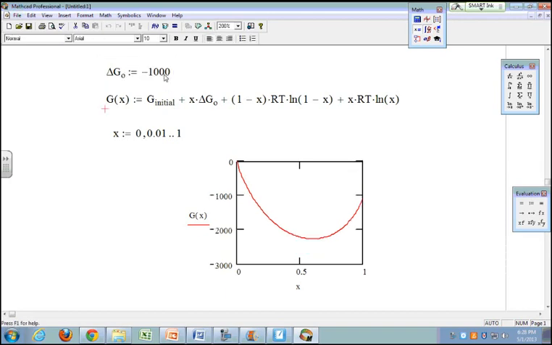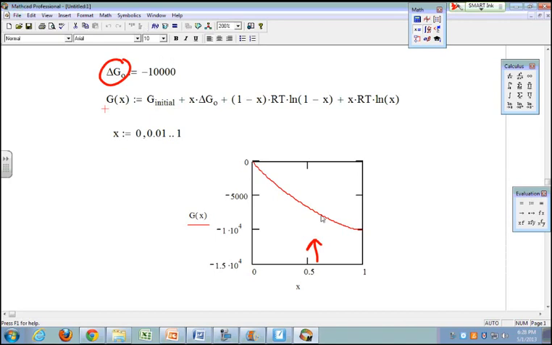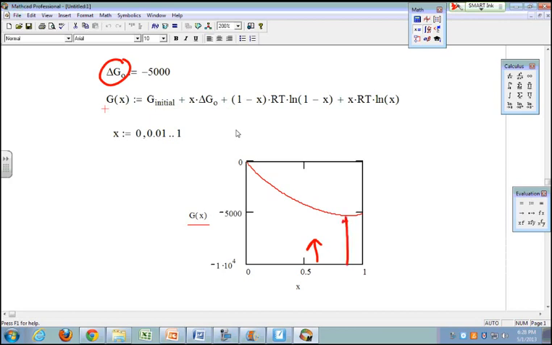The more negative your delta G naught is, the closer your point of equilibrium is to your product side. So if you make this negative 10,000, that's really close to the product side. Let's make that negative 5,000, and you can see your minimum right here is close to the product side. So a negative delta G naught means the reaction goes farther towards the product side.